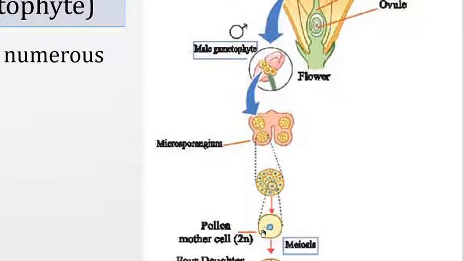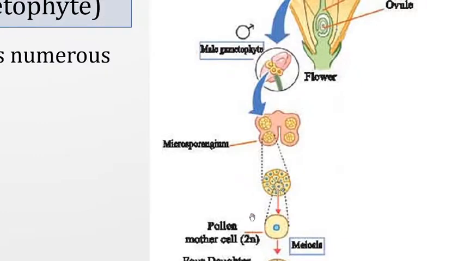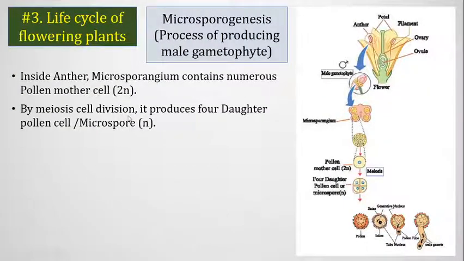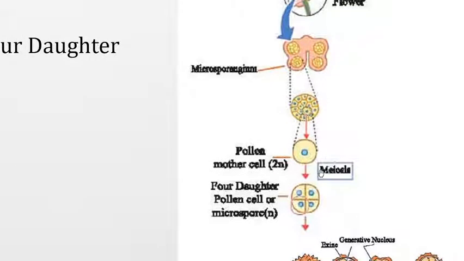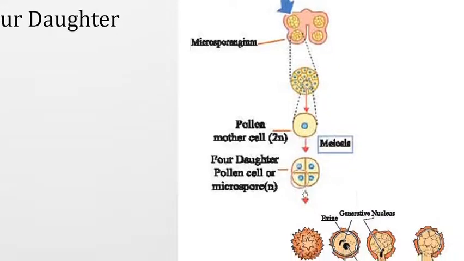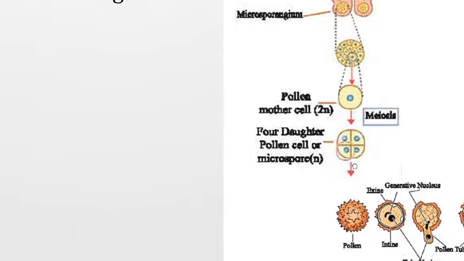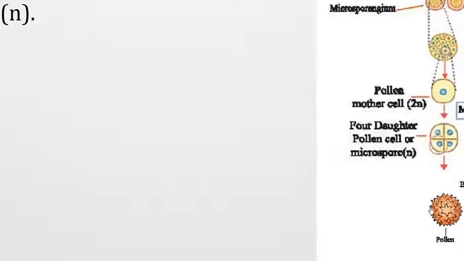We have zoomed in on a single pollen mother cell, and this pollen mother cell undergoes meiosis cell division and produces 4 haploid daughter pollen cells or microspores. So this diploid pollen mother cell undergoes meiosis to produce 4 daughter pollen cells or microspores. When each pollen cell matures, it looks like this. Its outer surface is somewhat spiky and sticky also.